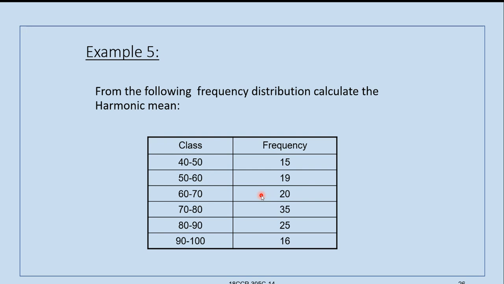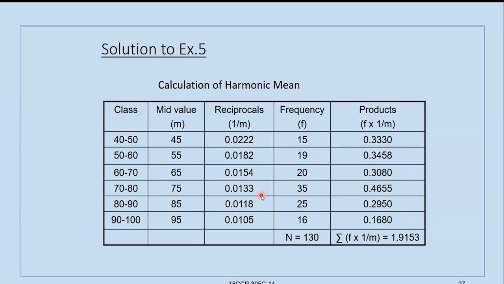So we will take the sum of the product, frequency into reciprocal. Now if we do all these things, we will get sigma f by x. So we have n in the fourth column and sigma f by x in the fifth column. Now we will apply the formula and calculate the harmonic mean.